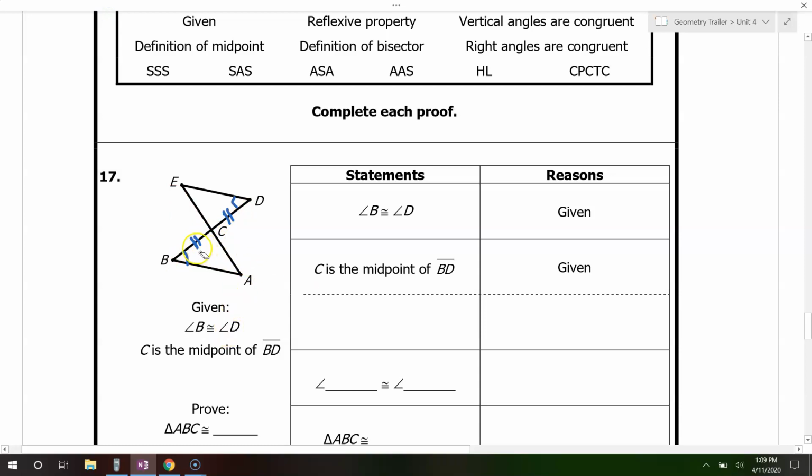Now, what did I just mark? Because that's going to be a statement in my proof next. Notice how I just marked segment BC congruent to segment CD. So segment BC is congruent to segment CD. Now the reason is definition of midpoint.